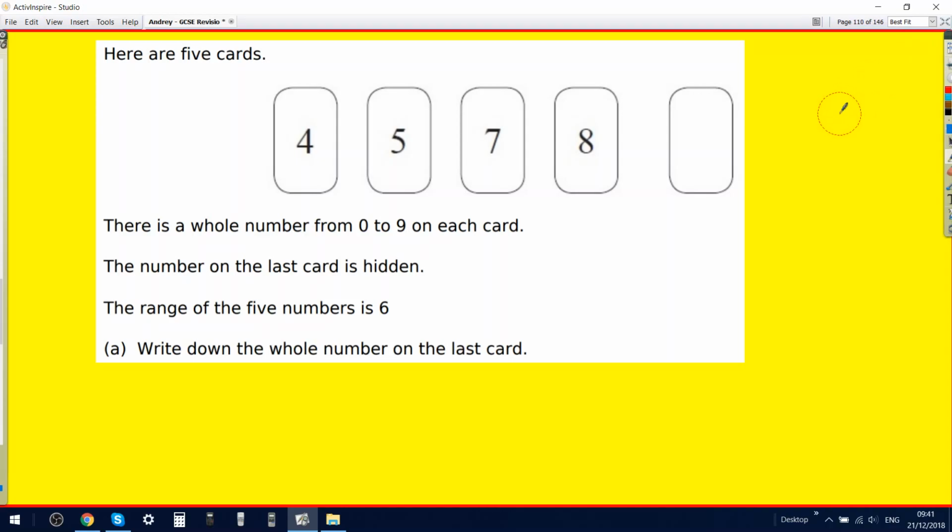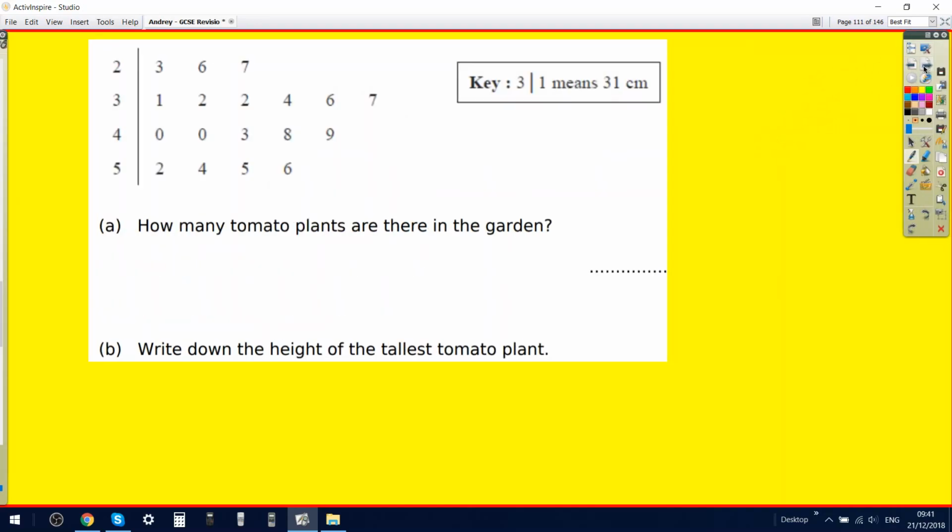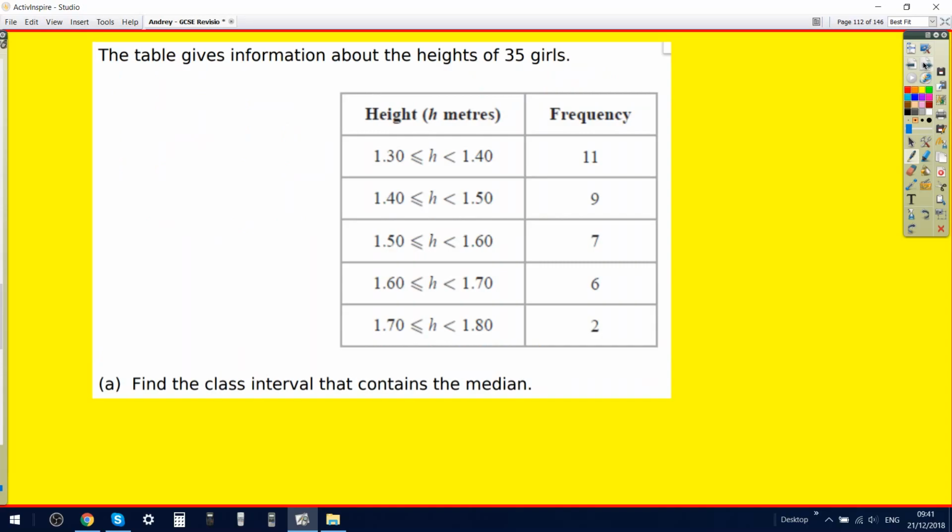Okay, how about this one? Is it 2? Yes. That one's fine. Okay, how about this one?